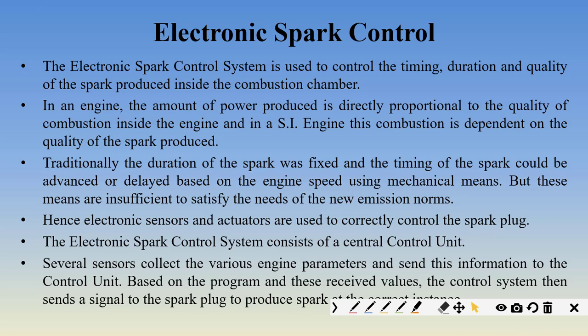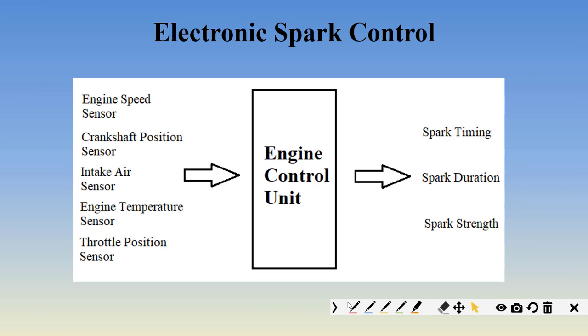So how does the spark control system basically work? See, the spark control system, like any other engine control system, works on three things. First, there are intake sensors. These intake sensors take information from various parameters of the vehicle. They collect this information and send it to the engine control unit.